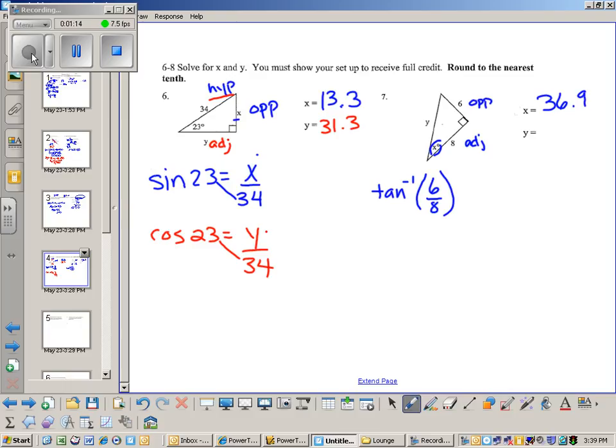And then for solving for y, the easiest thing to do is 6 squared plus 8 squared equals y squared. You end up with y equal to 10, but even if you'd have used 36.9 and used sine or cosine with your 6 and 8, you still would have had a rounded value of 10.